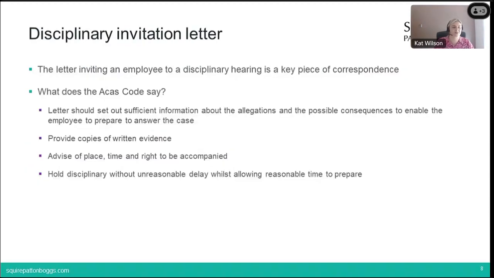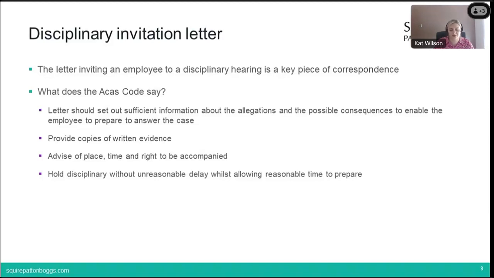So, moving on to the disciplinary investigation letter. You've carried out the investigation, and there's enough evidence to proceed and move forward. As set out on the slide, the letter inviting an employee to a disciplinary hearing is a really key piece of correspondence. It's therefore really important that it's drafted correctly, and it's probably one of the first things the tribunal is going to look at in an unfair dismissal claim. They're going to go in the bundle, look at that disciplinary invite letter and see what the allegations are, and that's going to be at the forefront of their mind when they're determining whether something is fair or not. So it's really important that you get it right.